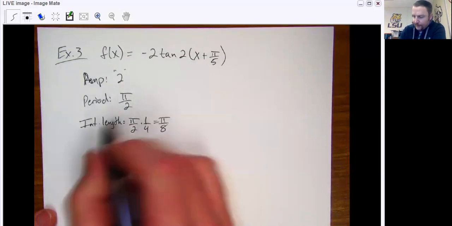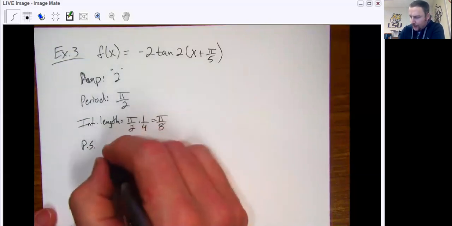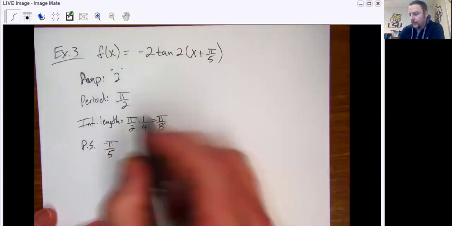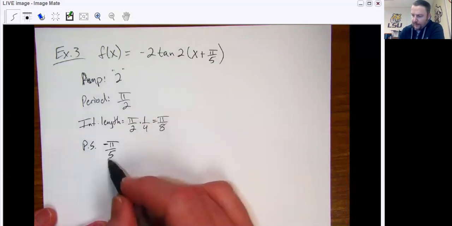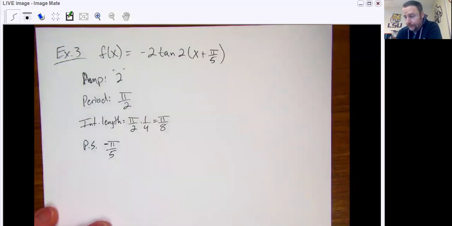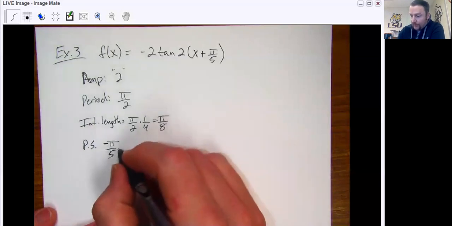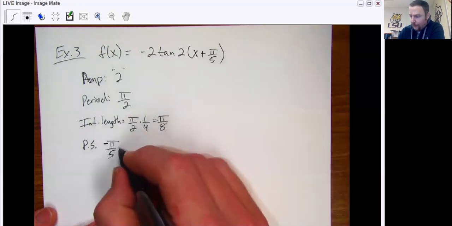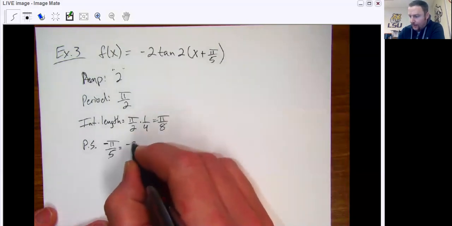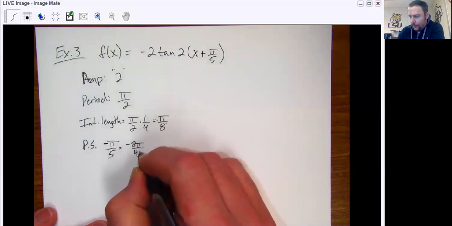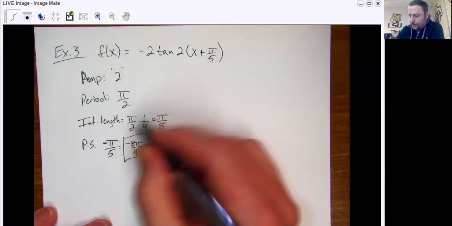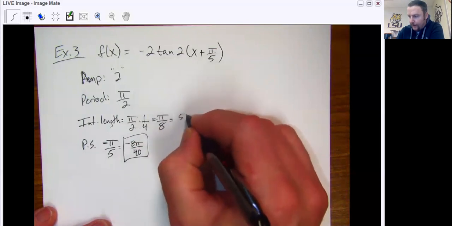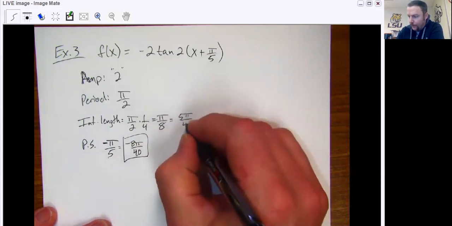And I do have a phase shift this time. So if I set that equal to 0 and solve for x, I'm going to get a negative pi over 5. Now, notice that these do not have the same denominator. Looks like the common denominator is going to be 40. That's okay. So I'm going to transpose this interval length and my phase shift so they have the same denominator. If I multiply this by 8, I'm going to have negative 8 pi over 40, right? And if I multiply this by 5, I'm going to have 5 pi over 40.